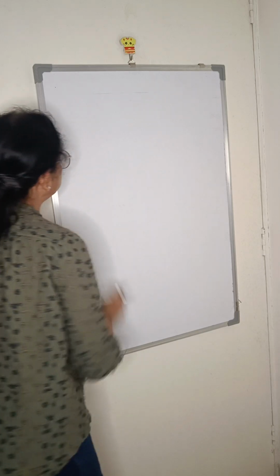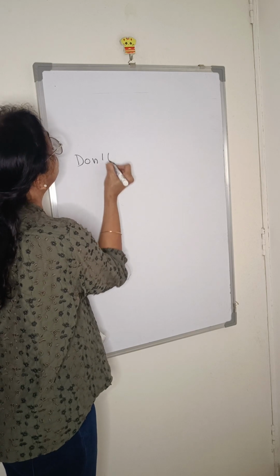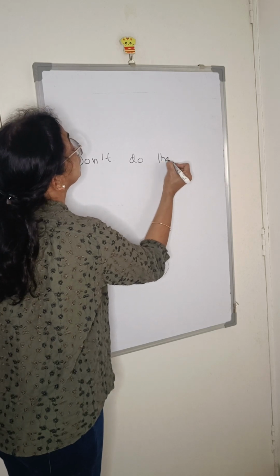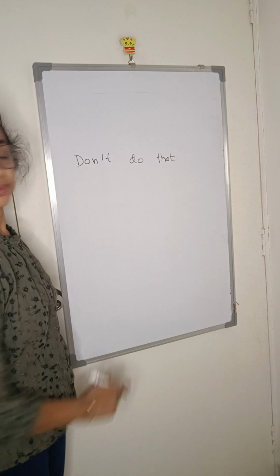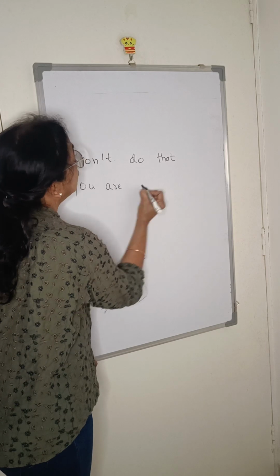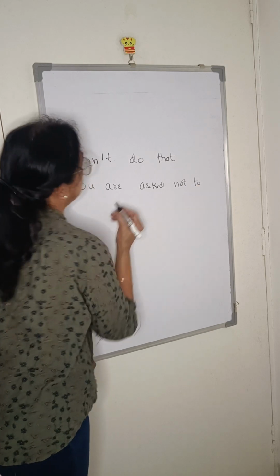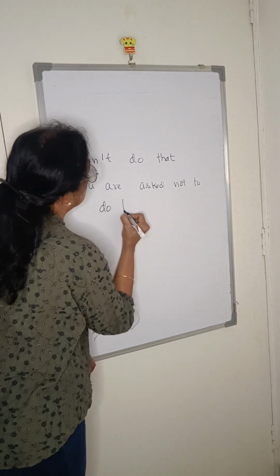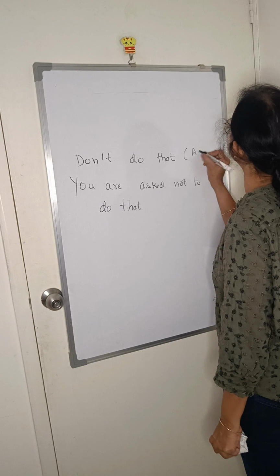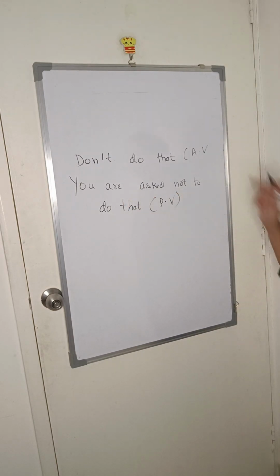Now, when it is a negative imperative sentence: don't do that. You are asked not to do that. Don't do that is active voice. You are asked not to do that is passive voice. Okay?